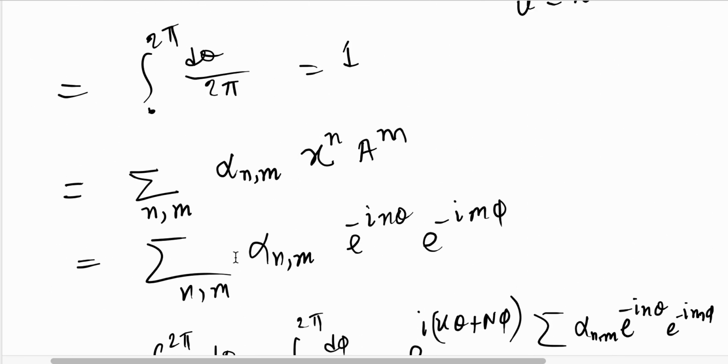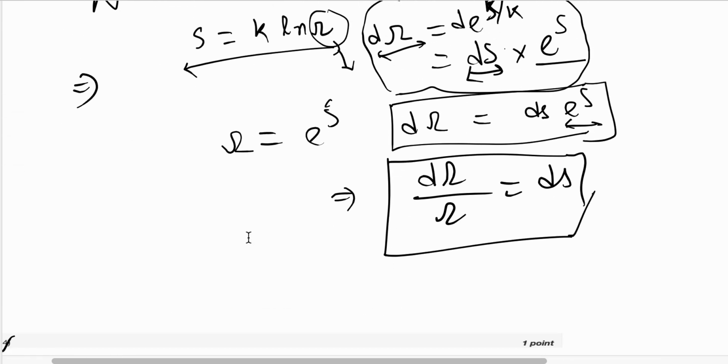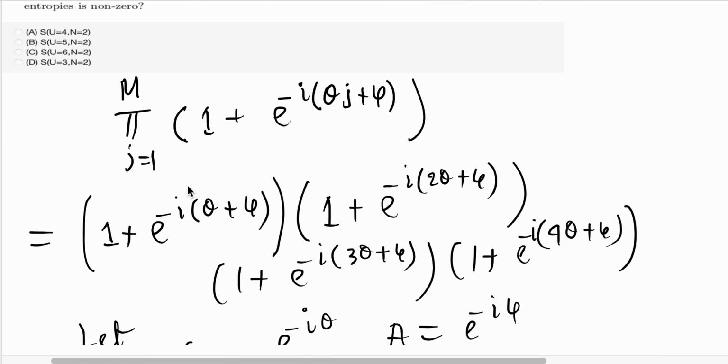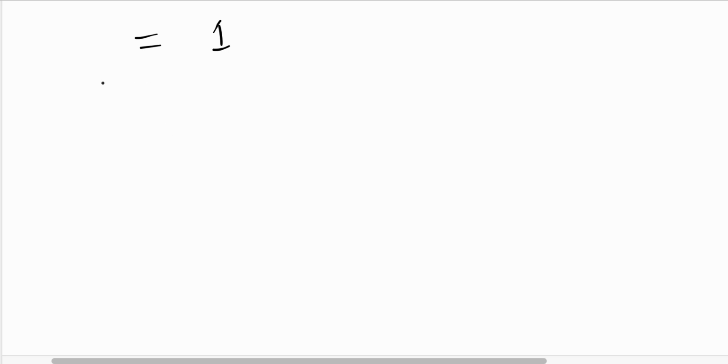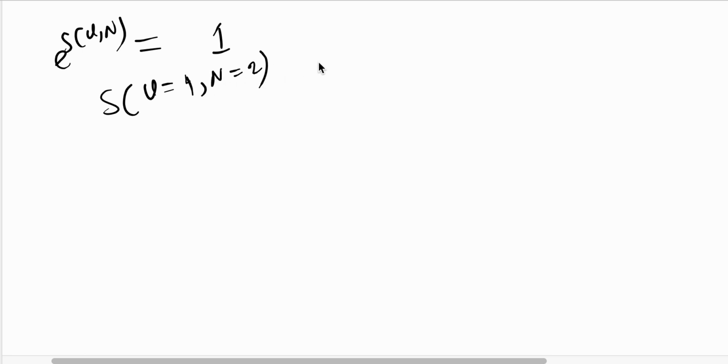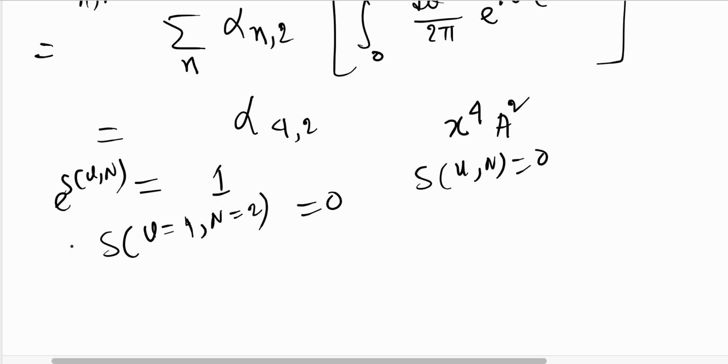If my α_42 is 1, as it says e to the power S_u,n is equal to 1, what is the value of S_u,n? Write it with u equal to 4, n equal to 2. It's actually 0, because only if I put S_u,n equal to 0 does it become 1. So that means this entropy is actually 0.